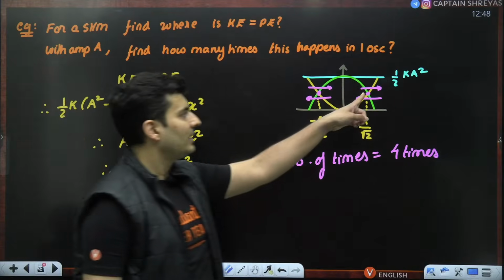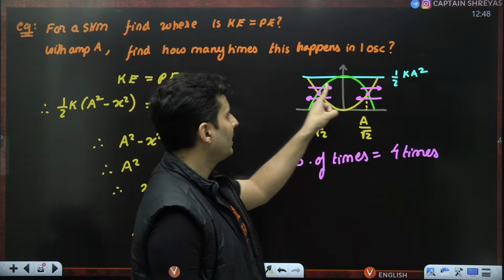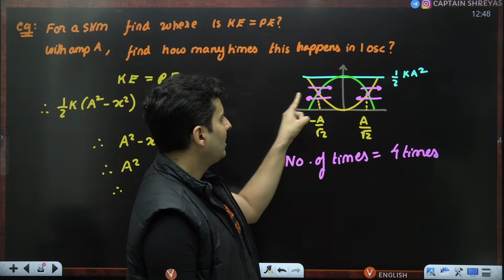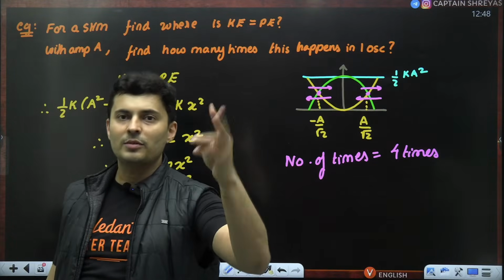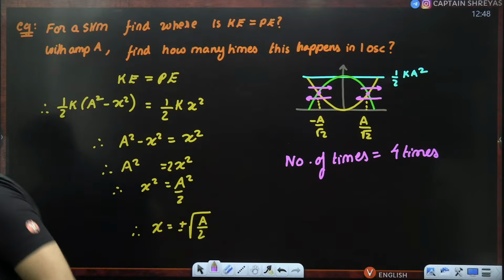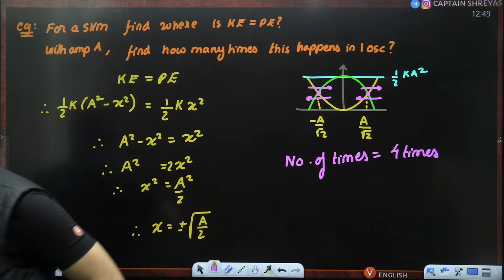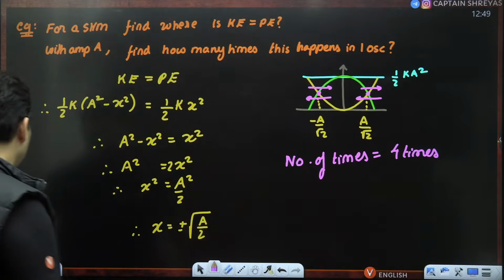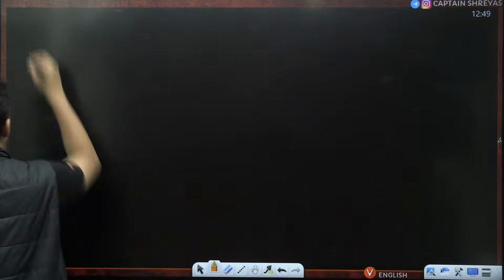Because this point is going to be traced 2 times. Once while going like this, again while coming back. This point while going here, and again while coming back. So it crosses it 2 times each, 2 such points, so 4 times. Is this absolutely clear, my dear students? Okay, perfecto. Let's move to the next question coming up on your screen.